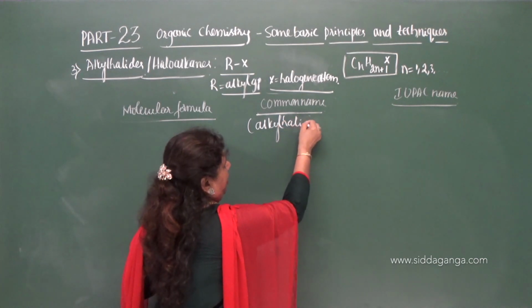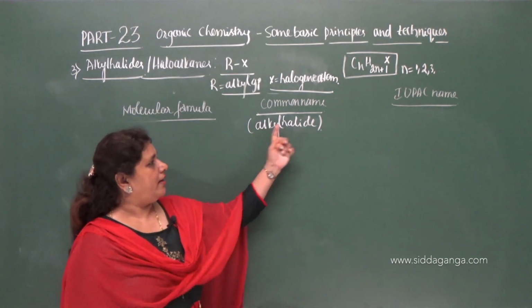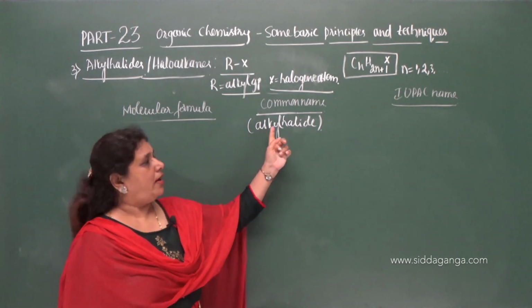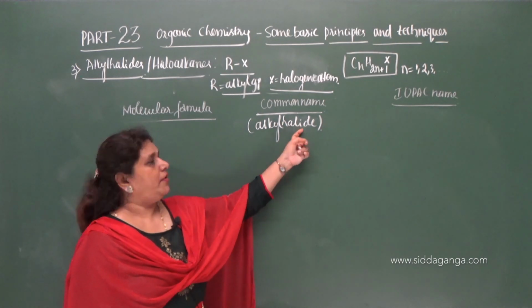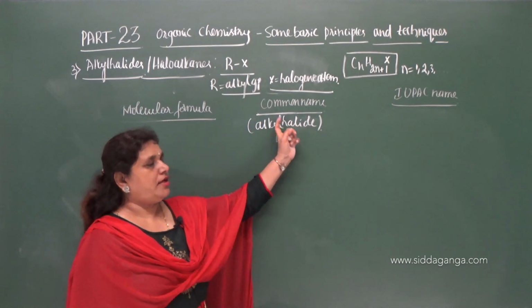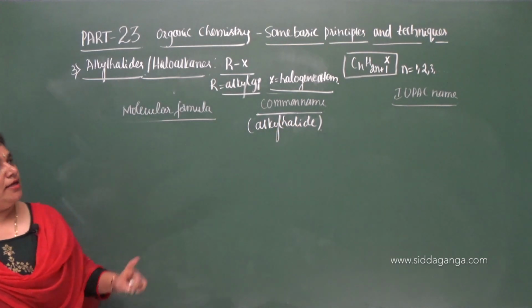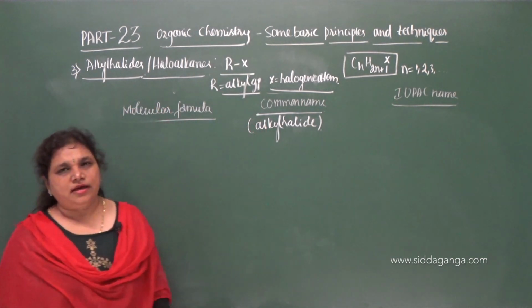Therefore it is alkyl halide. So it is named as alkyl halide. Name of the alkyl group followed by the name of the halogen which ends with IDE. Chlorine becomes chloride, bromine becomes bromide, iodine becomes iodide. It ends with IDE and hence the name is alkyl halide. Alkyl halide is the common name.